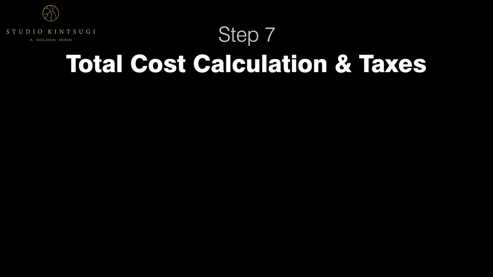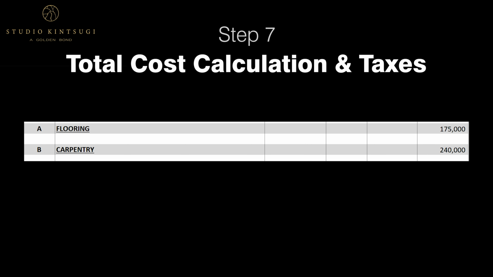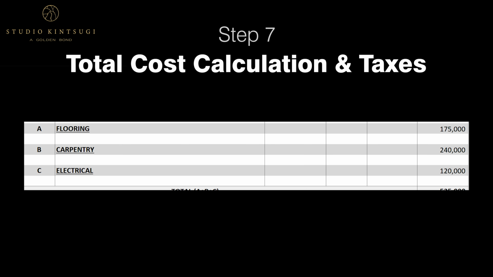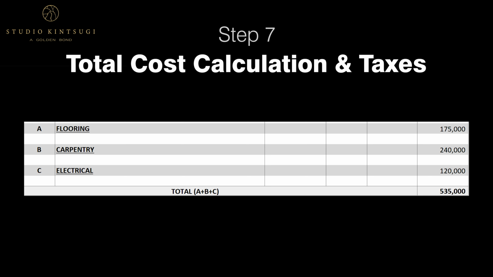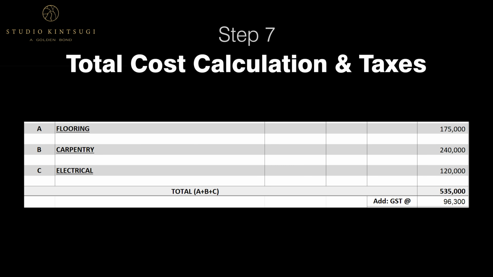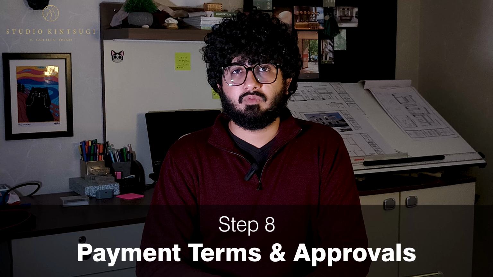For example, if you have the flooring total 1,75,000 rupees, carpentry total 2,40,000 rupees, electrical total 1,20,000 rupees, so the subtotal comes out to be 5,35,000 rupees. And when we add the additional 18% GST to it, which is 96,300 rupees, the grand total comes out to be 6,31,300 rupees.